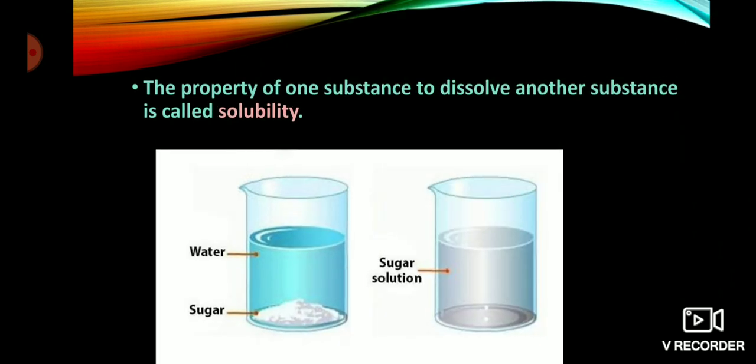So here which one is the solute? In this solution, that is the sugar solution, the substance that gets dissolved, that means the sugar, is called solute. Whereas the substance in which the sugar dissolved, that is water, is called solvent. And sugar plus water gives us solution. So for getting a solution, there is a need of solute and solvent.